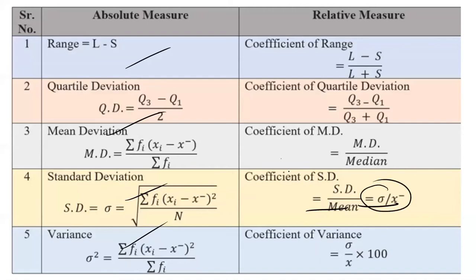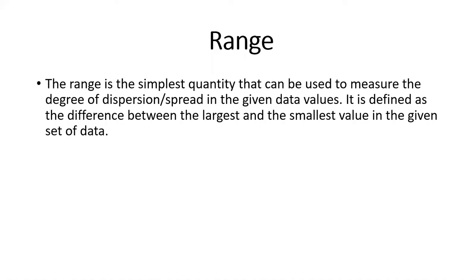Then coefficient of variance, CV, is sigma upon x bar into 100, meaning standard deviation upon mean into 100. So I hope a quick revision of the formula is done here. Now we start one by one.